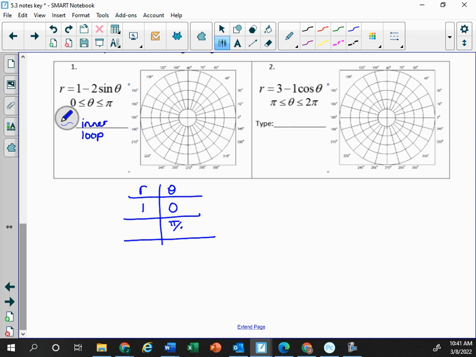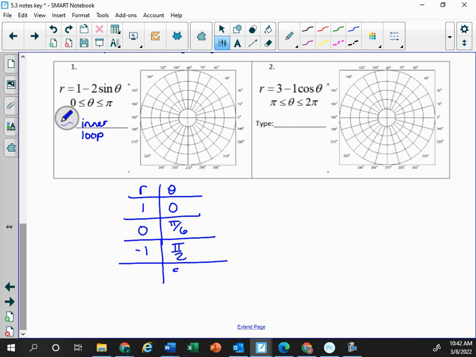Good, pi over 6, because it's a sine. Plug in pi over 6, what do we get? Okay, so what do I end up with for an R value? 0, yes, okay. Then I'm probably going to go to pi over 2. So what's the sine of pi over 2? 1. So what do I get for my R? -1. Good.